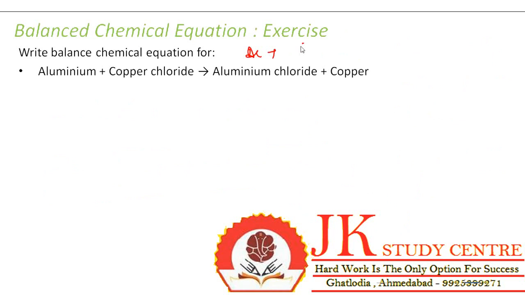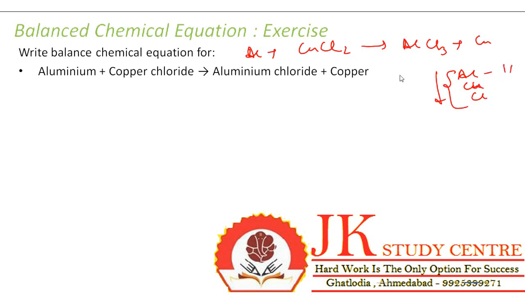Simple questions only. We have aluminium plus copper chloride. You should know the formula. That's all. CuCl2 gives aluminium chloride AlCl3 plus copper, that is Cu. Let's balance this. So we have metals such as aluminium, copper, and then we have chloride as non-metal. This is my order of priority.